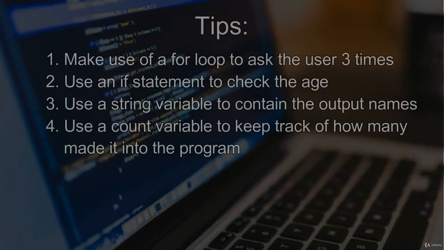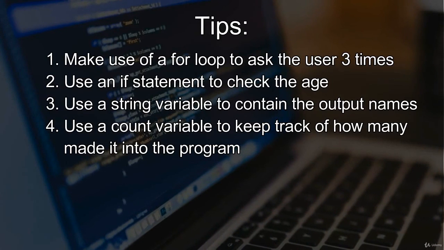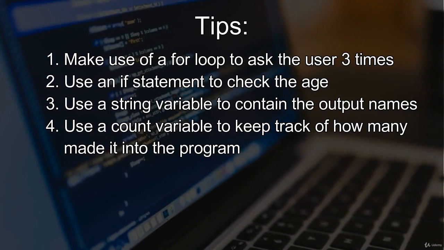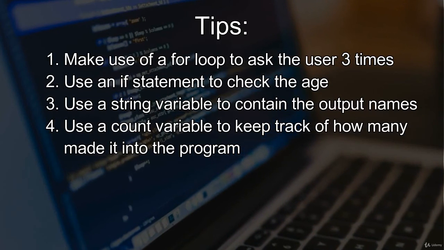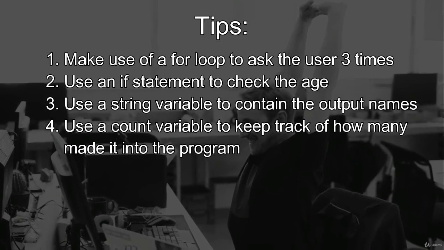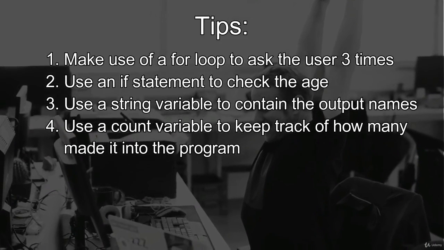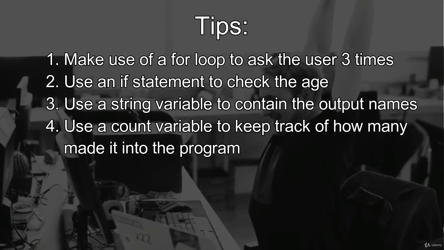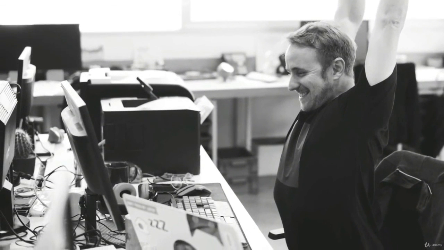Here are some tips to help you get started. First, use a for loop to go through the 3 entries. Secondly, you need to check the age with an if statement. Third, you need to use a string variable to contain the output to finally print it at the end. And fourth and finally, use a count variable to keep track of how many made it into the program. And that is the project for this course.